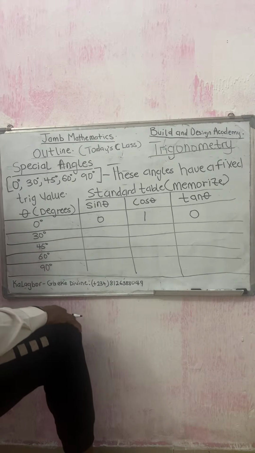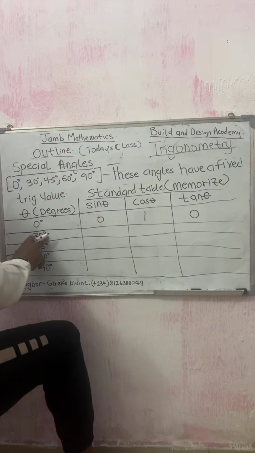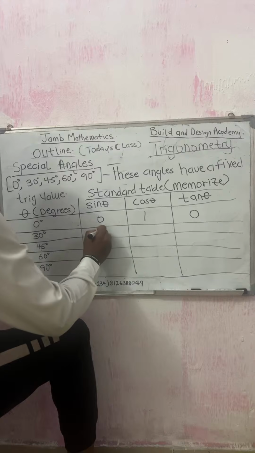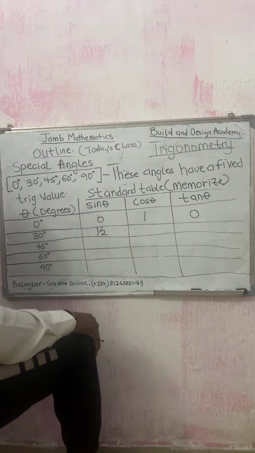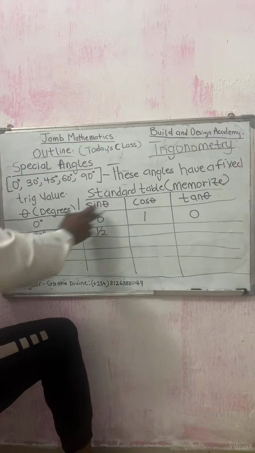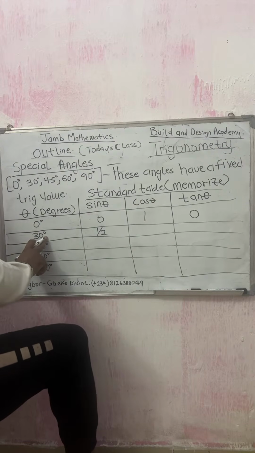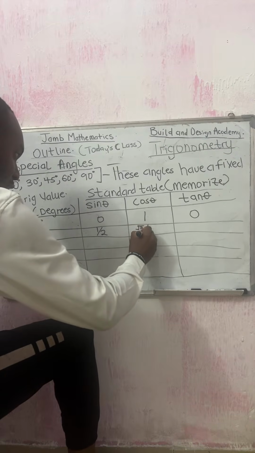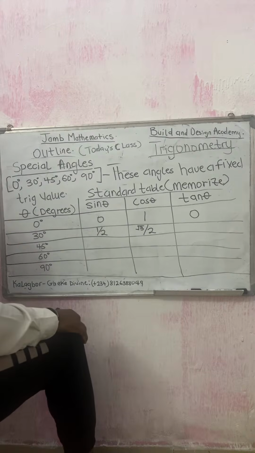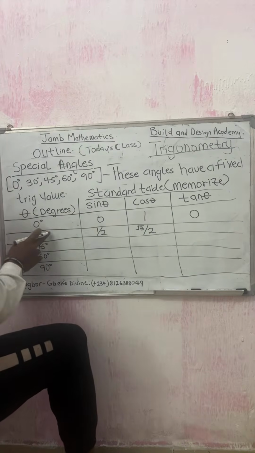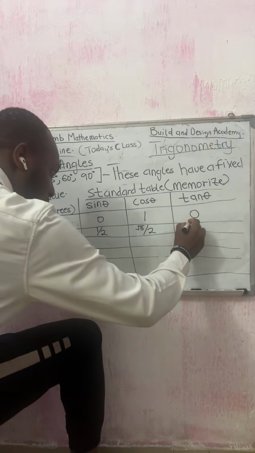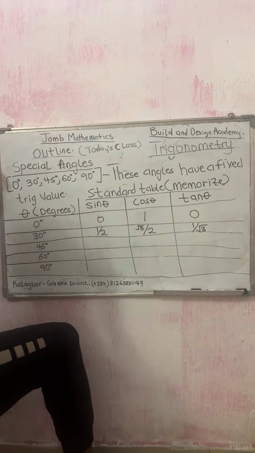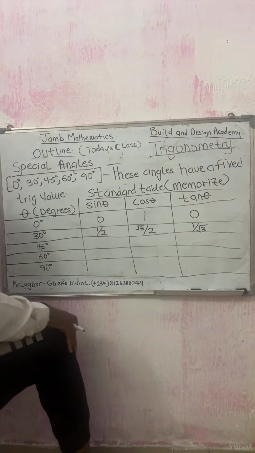And anywhere you see tan 0, know that is 0. Next up, sine 30 degree is simply 1 over 2. Now, for cos 30 degree, we'll have root 3 over 2. And for tan 30 degree, we'll have 1 over root 3. Please memorize this, very important.